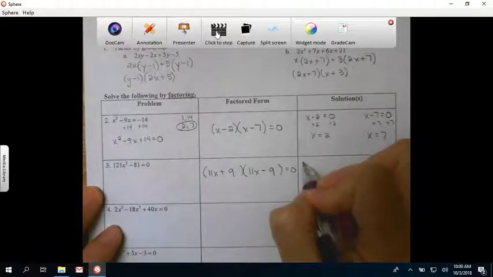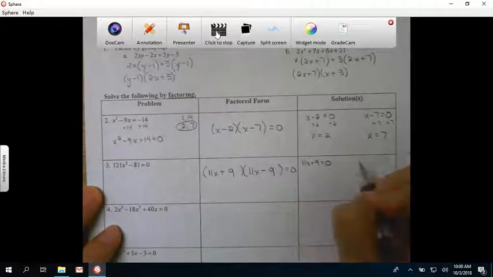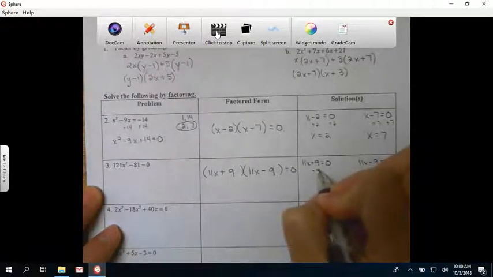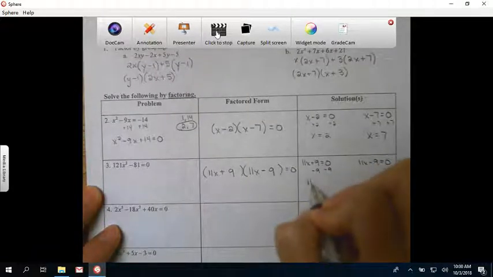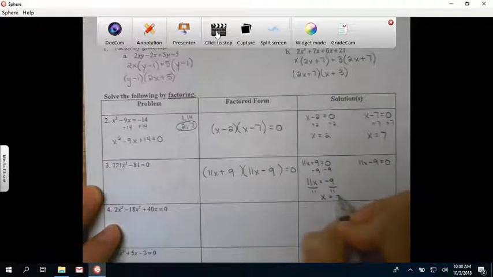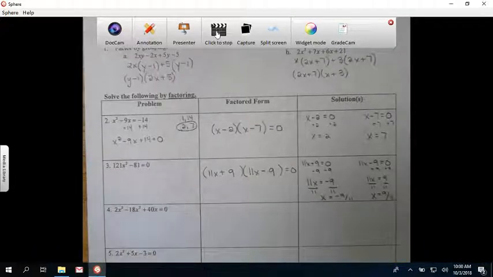So now, to get my solutions, I'm going to set each piece equal to 0 and solve. So over here I'm going to subtract 9 and then divide by 11. Over here I'm going to add 9 and divide by 11. So those are my two solutions.